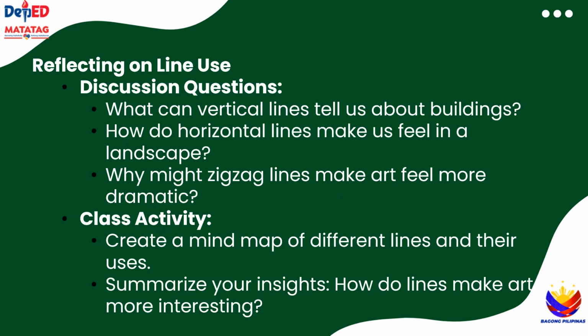Let's discuss a few questions to reflect on our line use. What can vertical lines tell us about buildings? They often make buildings look taller and stronger. How do horizontal lines make us feel in a landscape? They create a peaceful and stable feeling. Why might zigzag lines make art feel more dramatic? Zigzag lines add excitement and tension, making the art feel more intense.